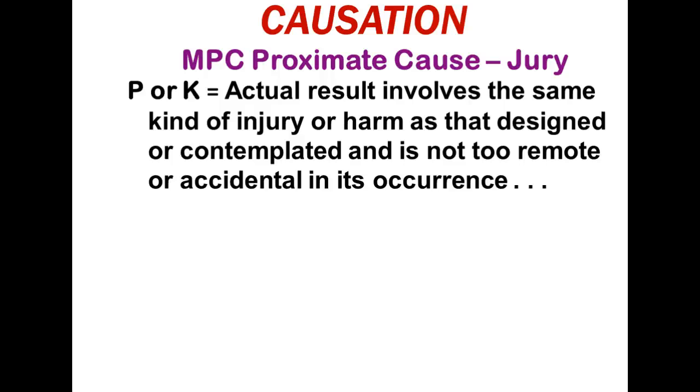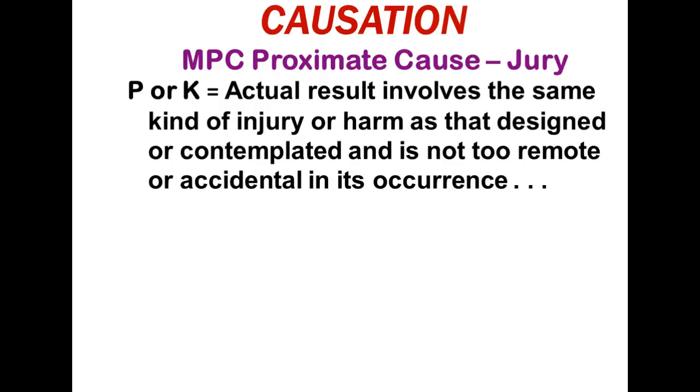Finally, the Model Penal Code deals with proximate cause very differently. The Model Penal Code really creates two analyses. One, it retains the common law but-for analysis, exactly as we talked about it above. But for the defendant's conduct, the result would not have occurred as it did and how it did. So that's the first piece of the analysis.